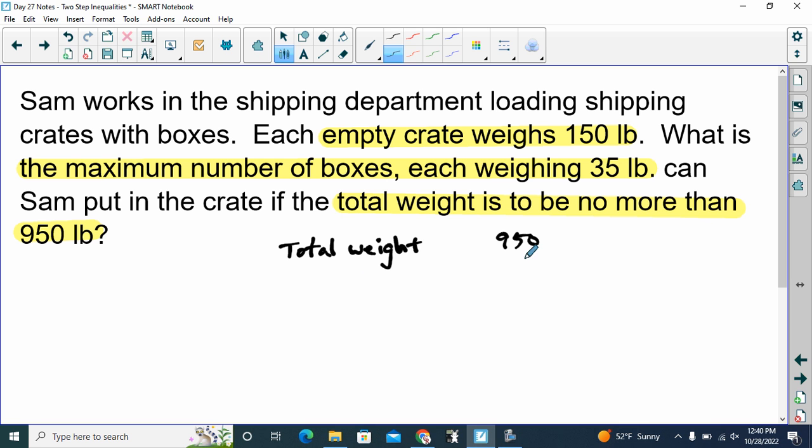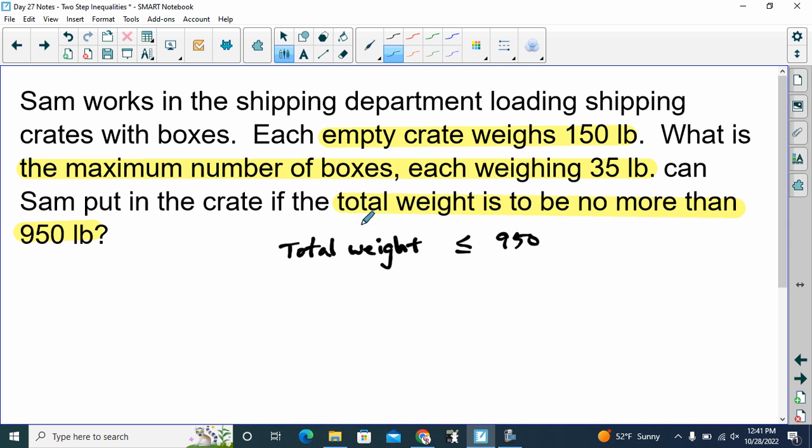So total weight, we're going to compare it to 950. If it's to be no more than 950 pounds, the 950 has to be bigger. The total weight has to be less than 950, or it could be equal to. It's okay for it to be equal to 950, but it couldn't be 951 or 952 and so on. So our total weight has to be less than or equal to 950 pounds.